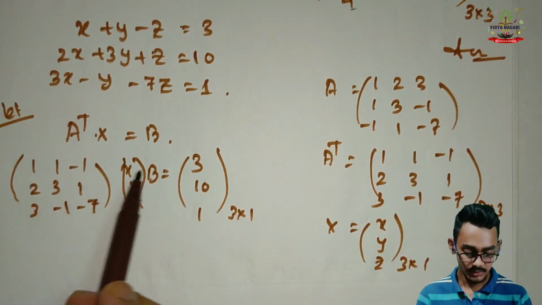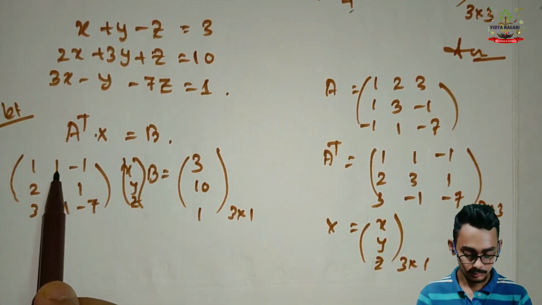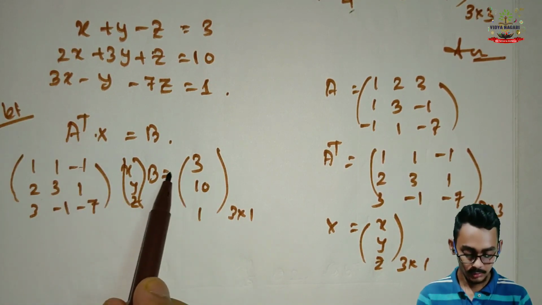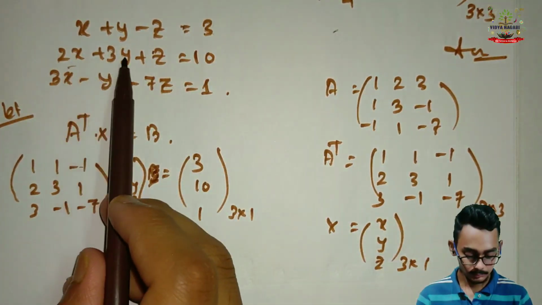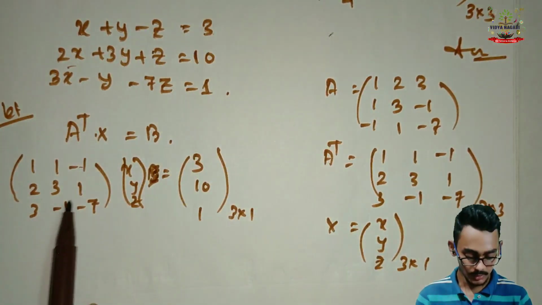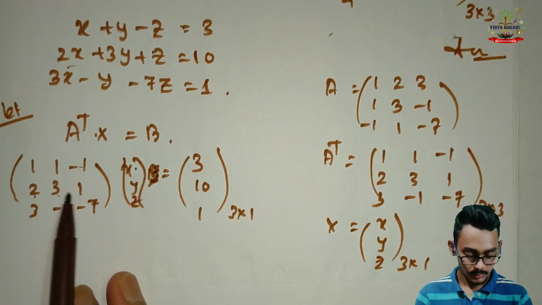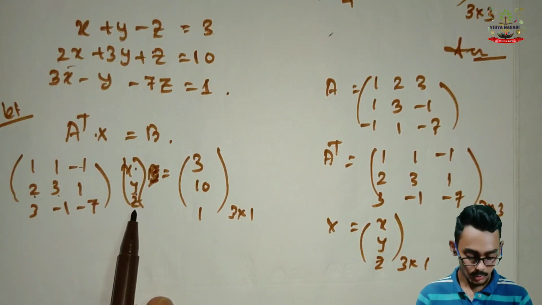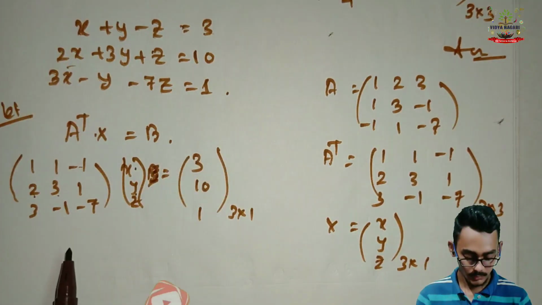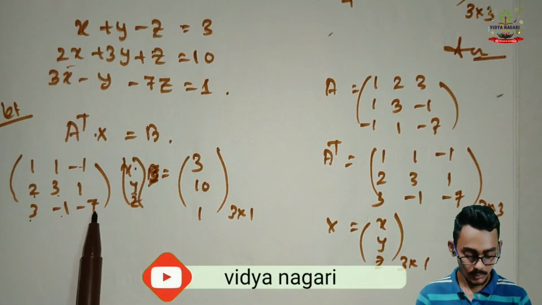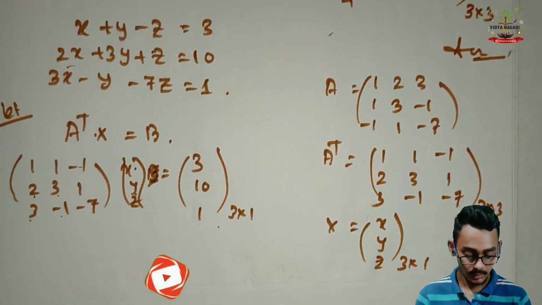Let us see, 1 into x, x plus y minus z equals 3. Our first equation. 2x plus 3y plus z equals 10. See, 2 into x plus 3 into y plus 1 into z equals 10. So it becomes our second equation. And the third equation, similarly, 3x minus y minus 7z equals 1.